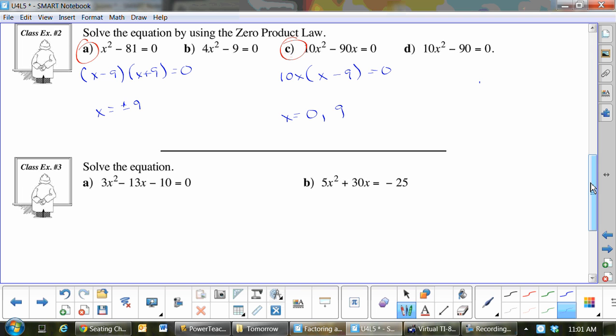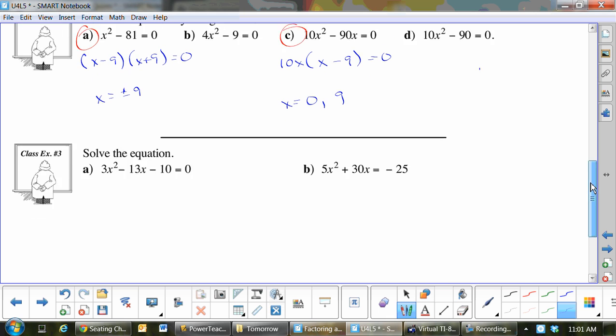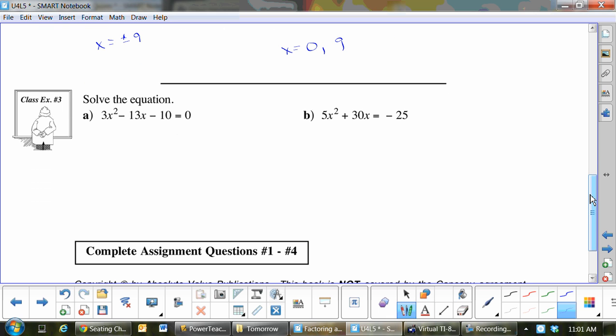That makes sense? And if you were to graph this, you'll find it'll go through 0 and 9. Okay. Let's make it a little bit harder. Let's just do, maybe, one like that one. So I'm going to do A. You guys with me here?